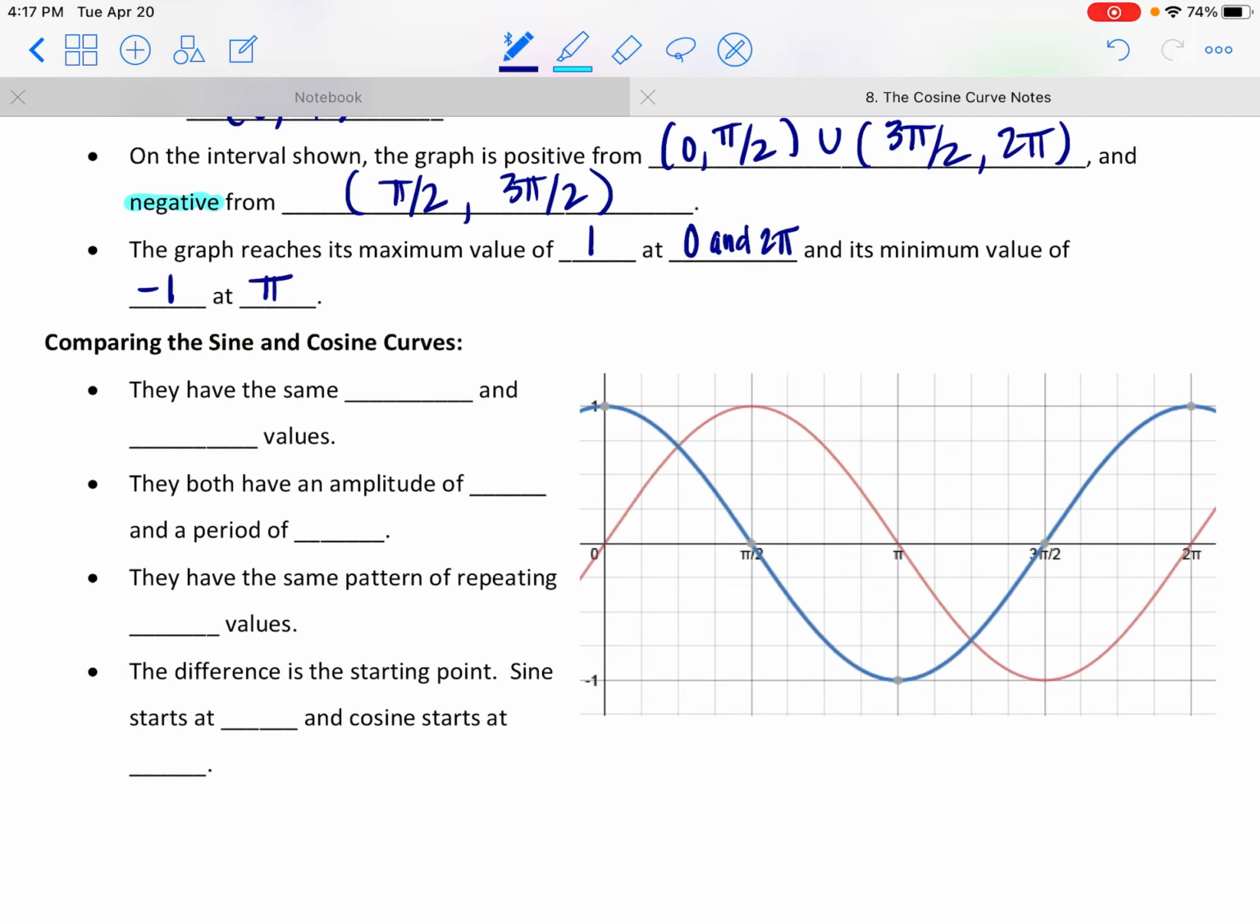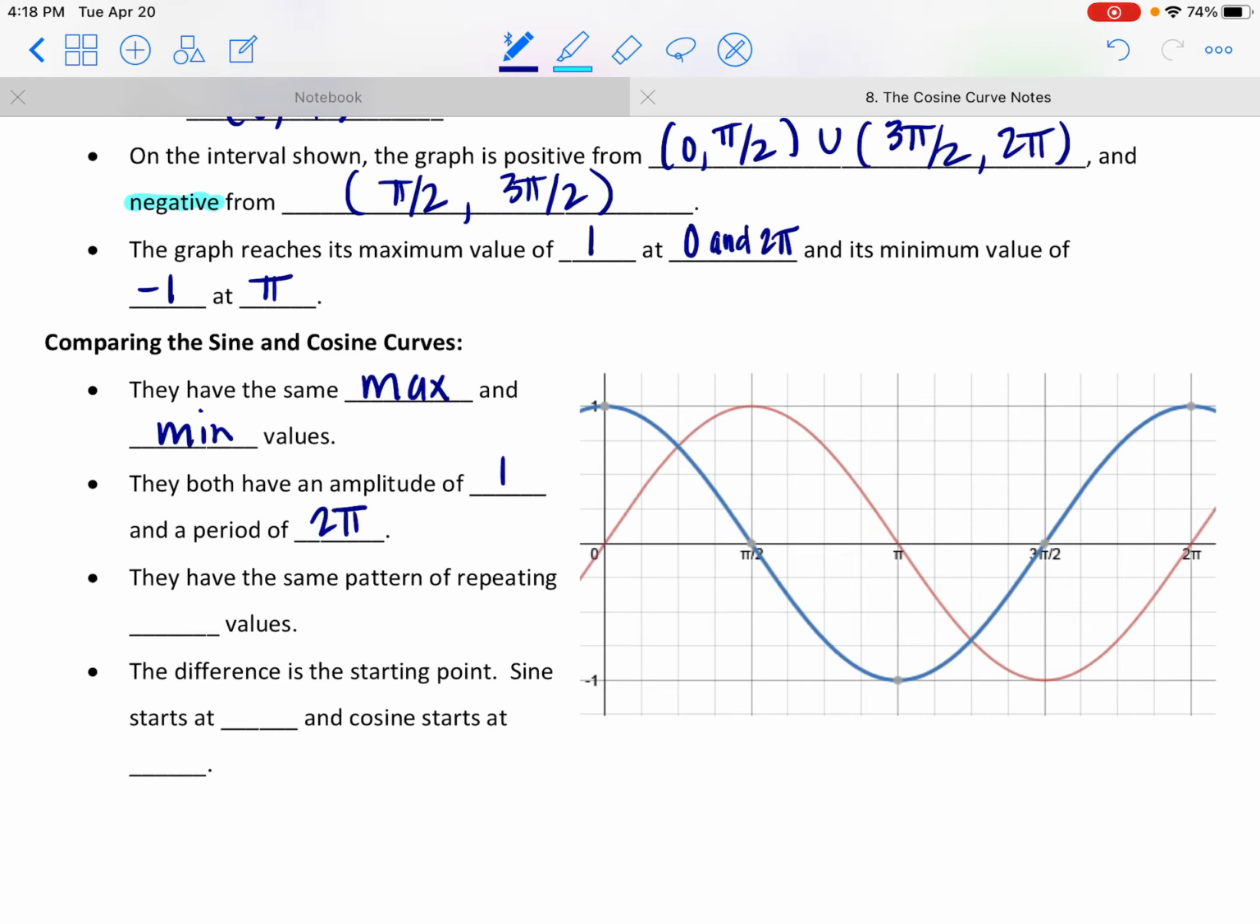They have the same maximum and minimum values, right? Both reach a maximum of 1, both reach a minimum of -1. They have the same amplitude of 1, right? 1 unit above the midline, 1 unit below. They have the same period of 2 pi. It takes both of them 2 pi radians, a full circle, to complete the pattern, to complete one cycle.